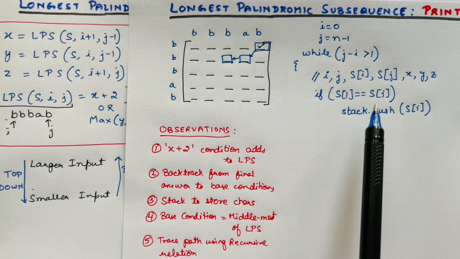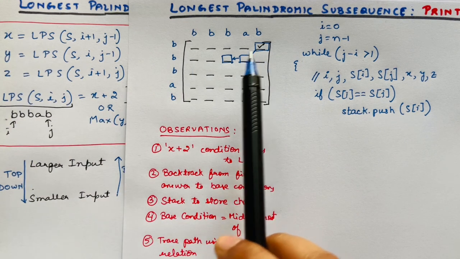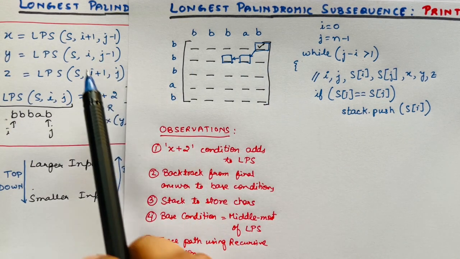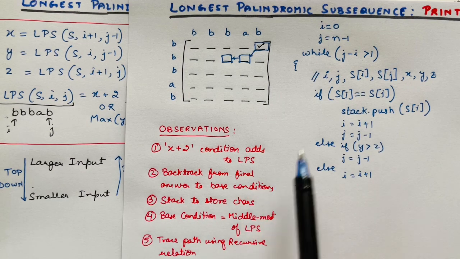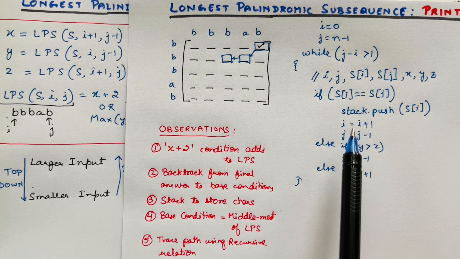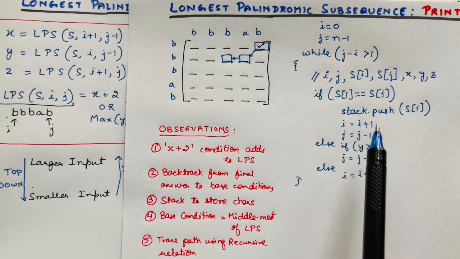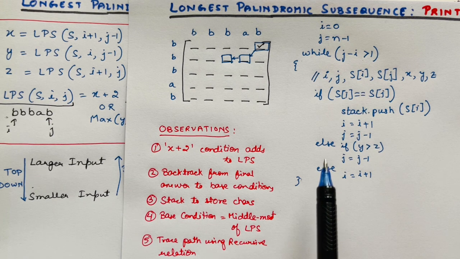So if the two characters were equal, that means we used x to fill the values of I, j. So what will be the next position to move to? I plus 1 and j minus 1. And if the two characters were not equal, that means there were no new characters that were added in the LPS. So we don't need to add anything to the stack. We just now need to go to the previous position. The previous position will be either from y or from z.